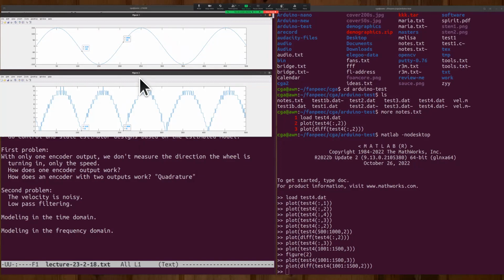I only have one line from the encoder. If you're wondering why we only have one line from the encoder, the answer is they ran out of pins on the Arduino Nano that they use to control the thing. Oh, well. All right.